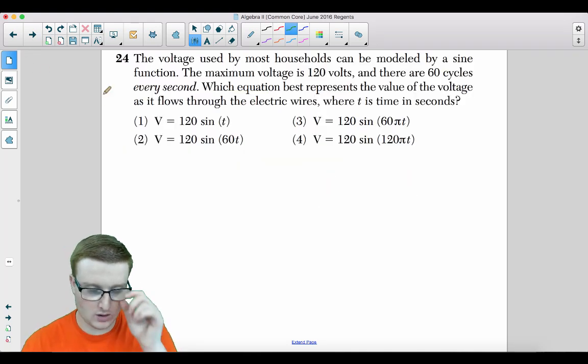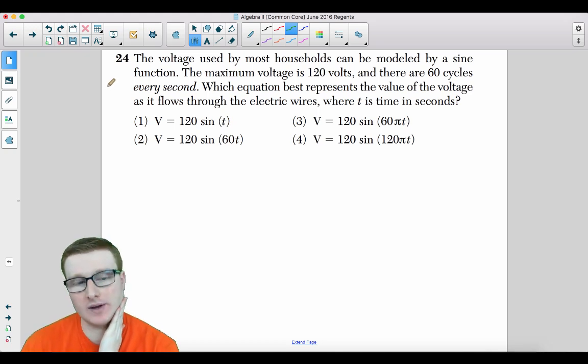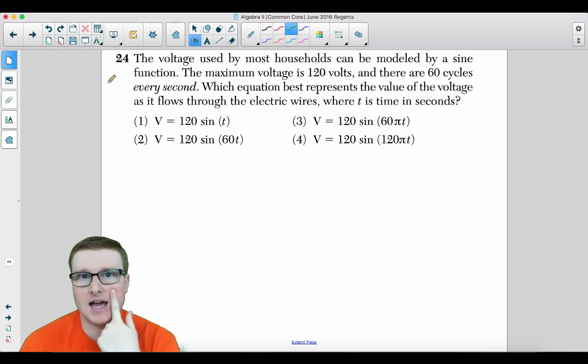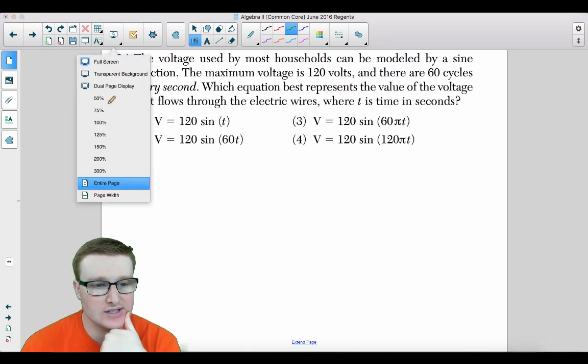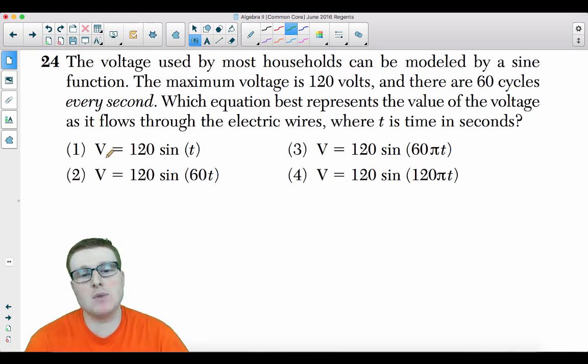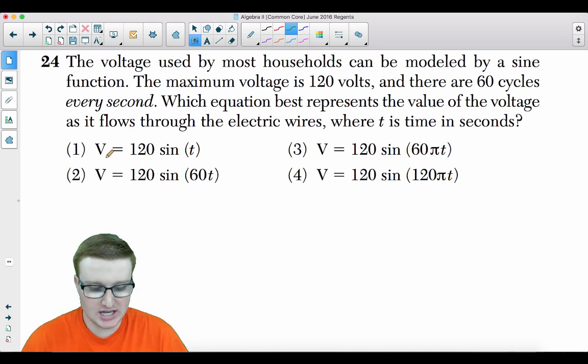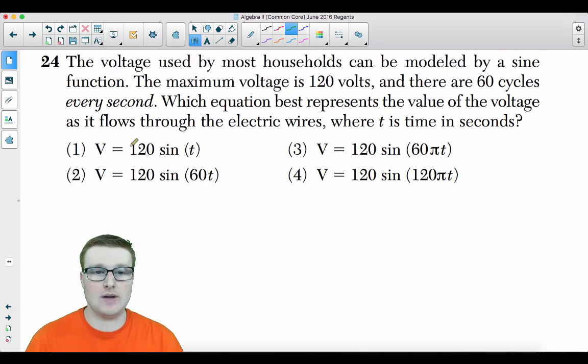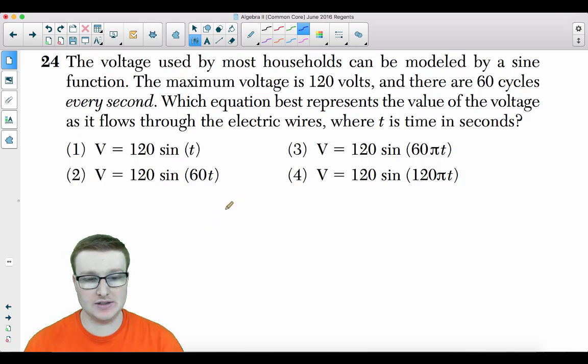And the last question, number 24. Okay, when I saw this question when it came out, I had to read this like 5 to 10 times. It was very hard for me to read this. So 24 says, let me try to explain it to you. The voltage used by most households can be modeled by a sine function. The maximum voltage is 120 volts, and there are 60 cycles every second. Which equation best represents the value of the voltage as it flows through the electric wires, where T is the time in seconds?